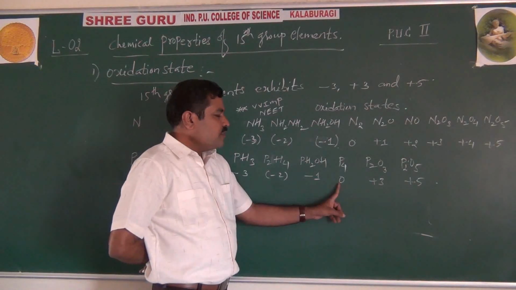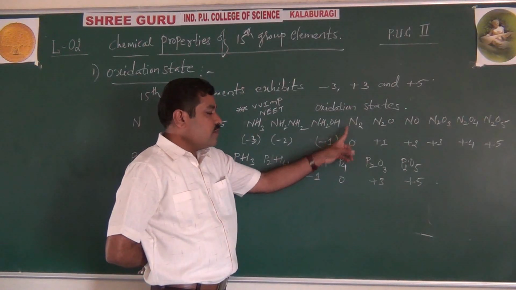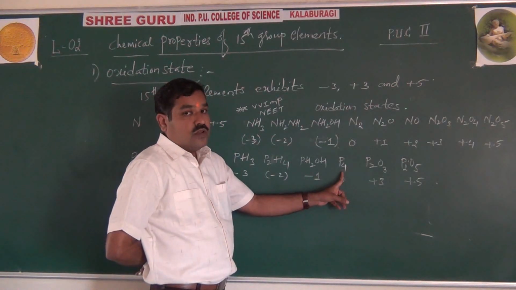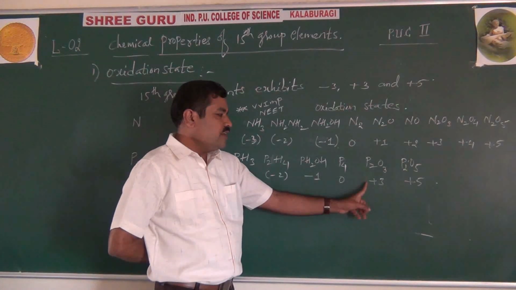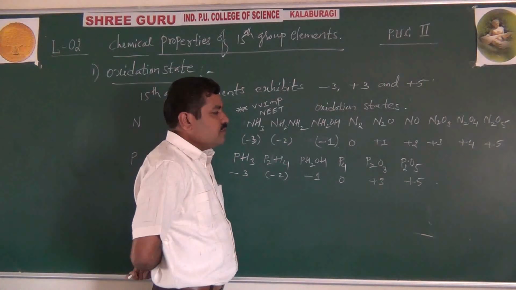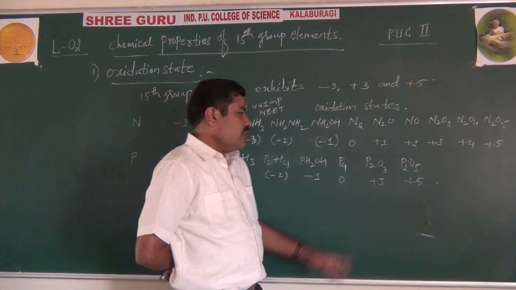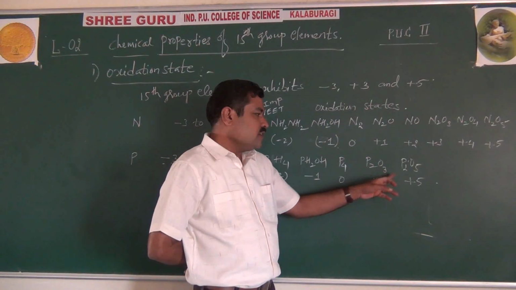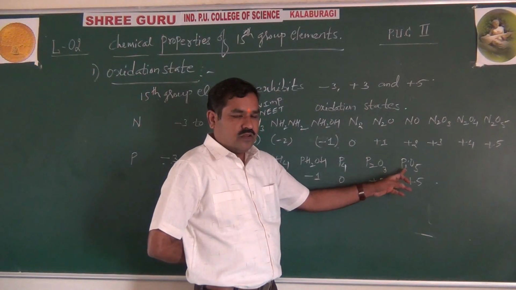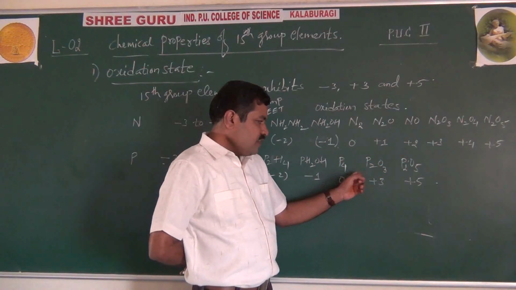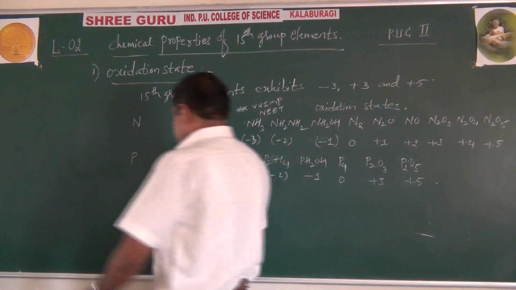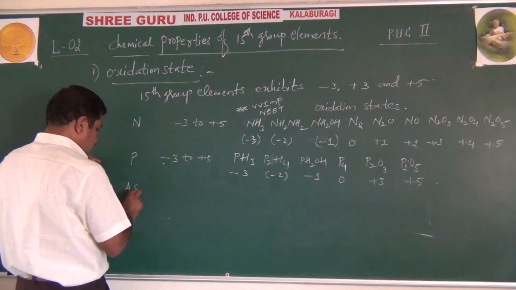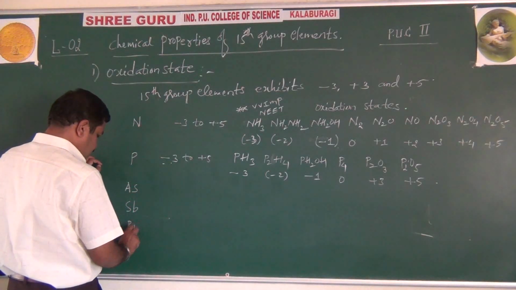Then the P4 state. See how nitrogen exists as diatomic; this is tetraatomic, as I told you in the physical properties. Other elements also exist as tetraatomic solids. P4 is 0, P2O3 is +3, P2O5 is +5. You can also write them as P4O6 and P4O10, that means phosphorus trioxide and phosphorus pentoxide. Remember. Then the other elements are nitrogen, phosphorus, arsenic, antimony, and bismuth.